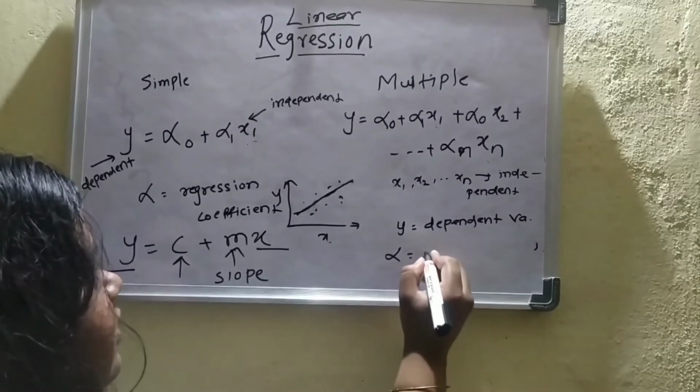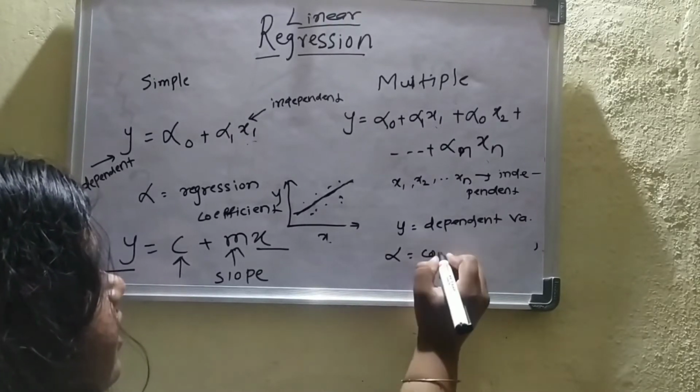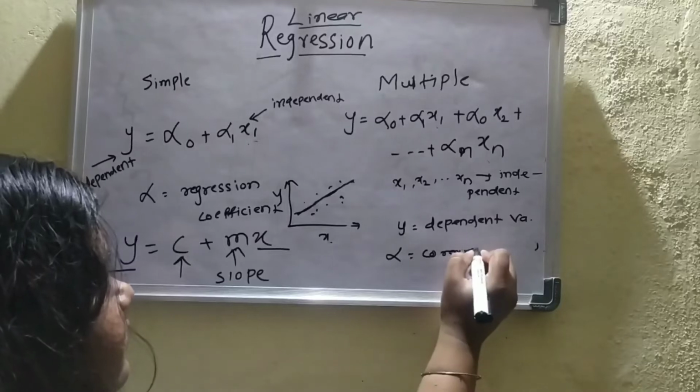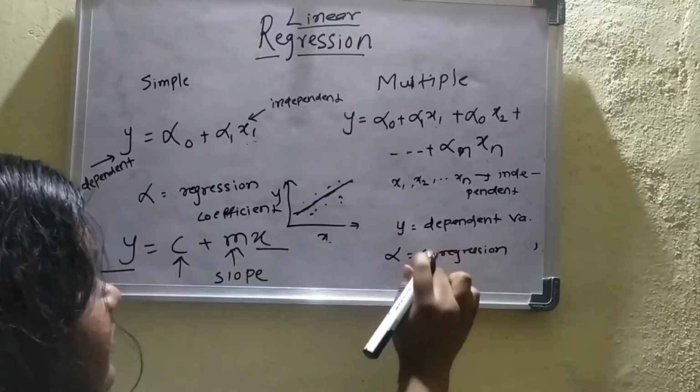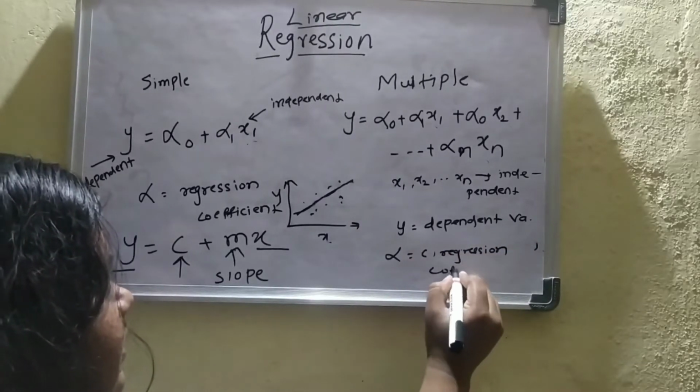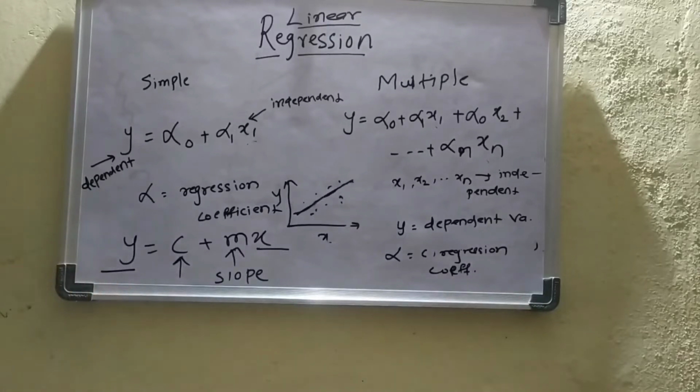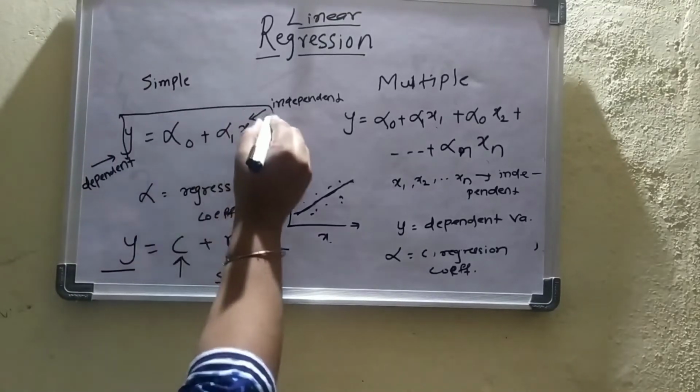Similarly, alpha is the regression coefficient. So how to find out the regression coefficient we will be seeing in the further videos. Whenever we relate how the relationship between the variables can be done, it is by using this equation.